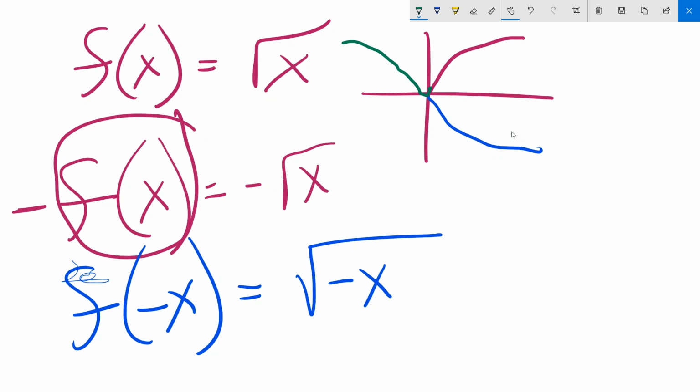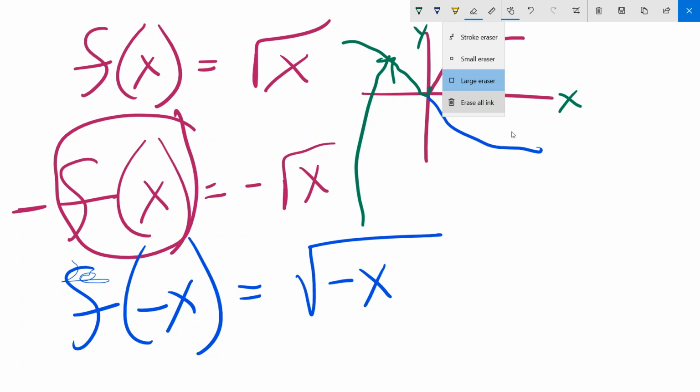You with me? I don't want to confuse you with my colors here. No, the square root of negative x is that green line. Notice the green line is a reflection about the y-axis. The blue line is a reflection about the x-axis. Reflections about the x-axis are vertical, reflections about the y-axis are horizontal. With me? Okay.